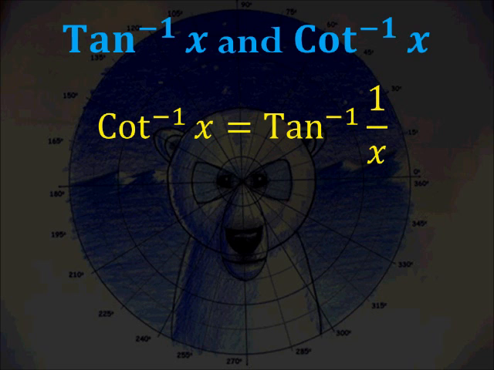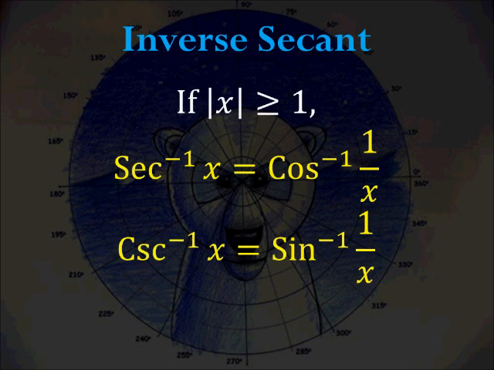It is with the same principle that we give you the definition for inverse secant and inverse cosecant. If the absolute value of x is greater than 1, then the inverse secant of x equals the inverse cosine of 1 over x. The inverse cosecant of x is equal to the inverse sine of 1 over x.